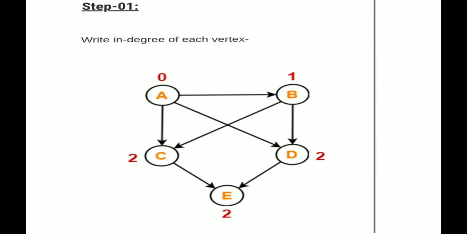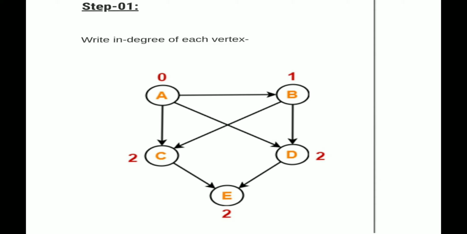Now, how to achieve the topological sorting? Based on the concept of in degrees. What is in degree? For any vertex there will be incoming edges and outgoing edges. The incoming edges are called in degree. In degree means the number of incoming edges, and out degree means the number of outgoing edges.